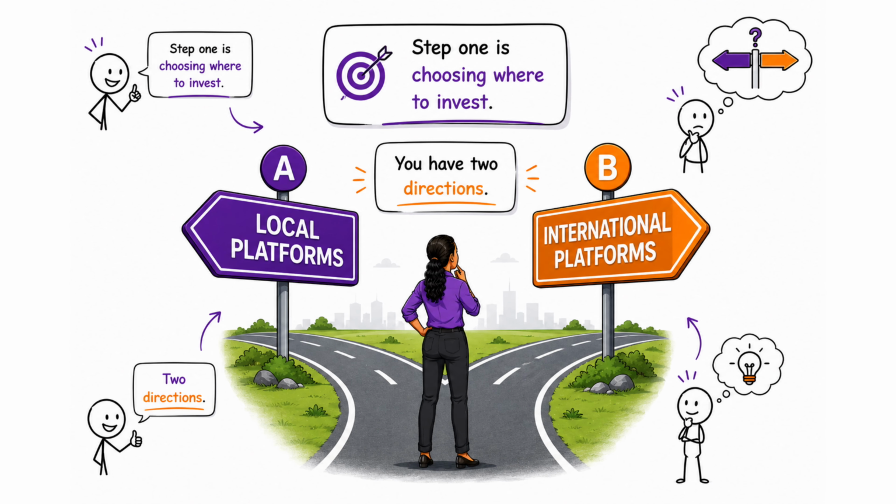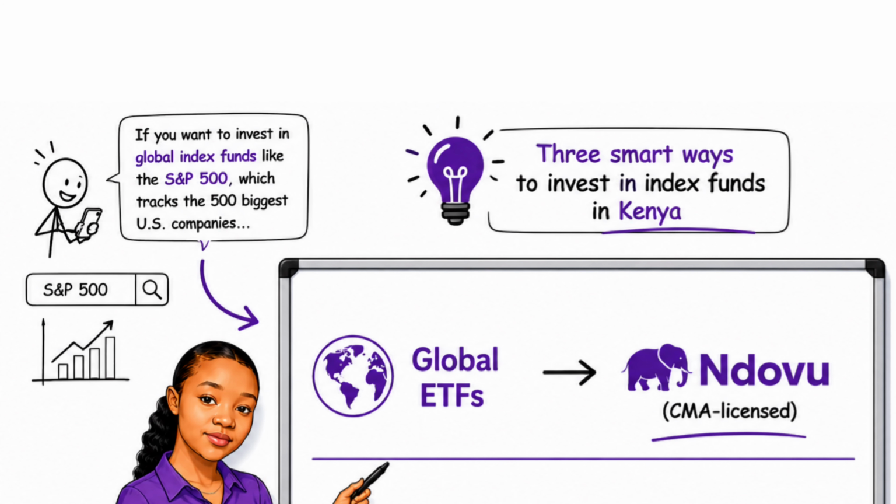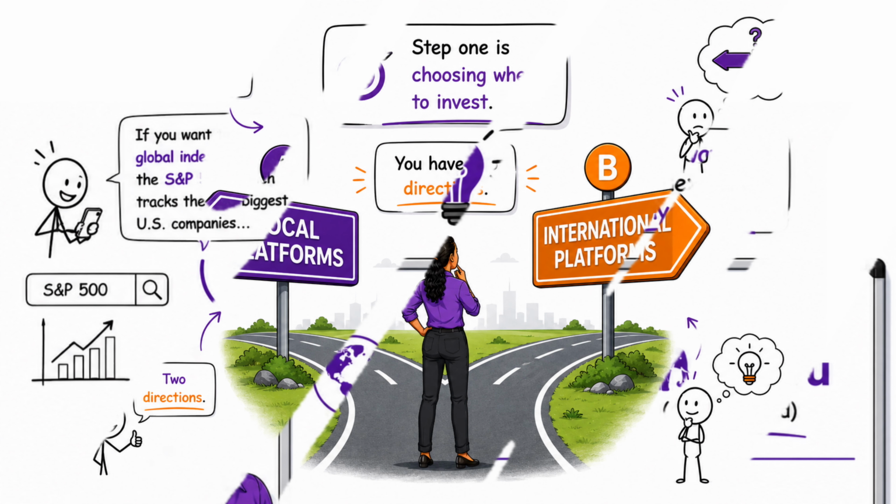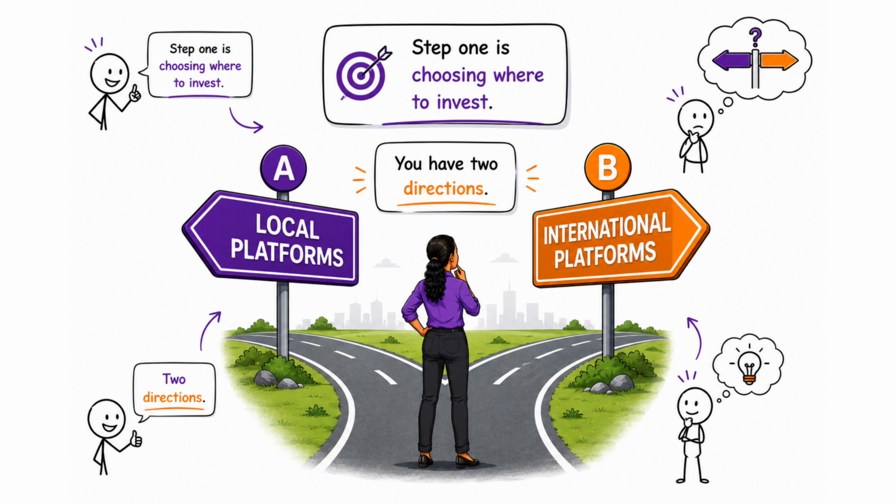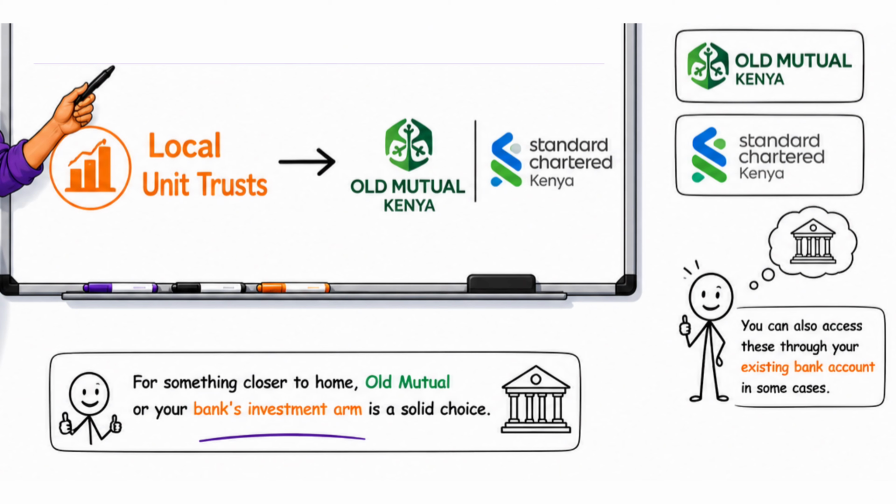Step 1 is choosing where to invest. You have two directions. If you want to invest in global index funds like the S&P 500, which tracks the 500 biggest U.S. companies, you can use Ndovu. It's CMA licensed, Kenya-based, and lets you invest in real ETFs from your phone with as little as 5,000 Kenyan shillings. If you prefer local options, platforms like Old Mutual Kenya and Standard Chartered Kenya offer unit trusts that track Kenyan equity and fixed income indices.